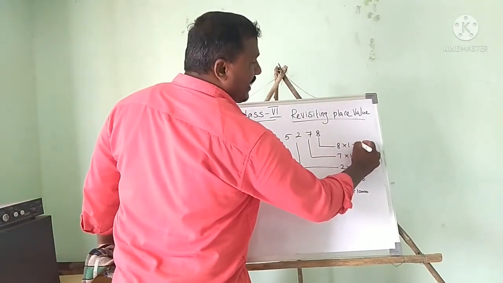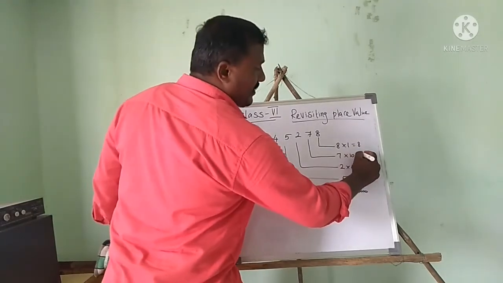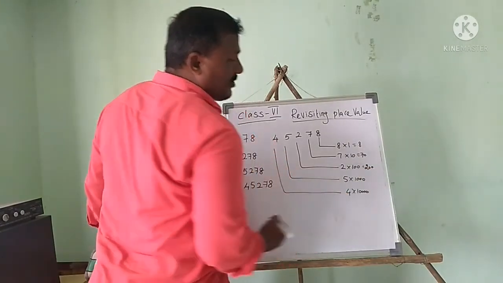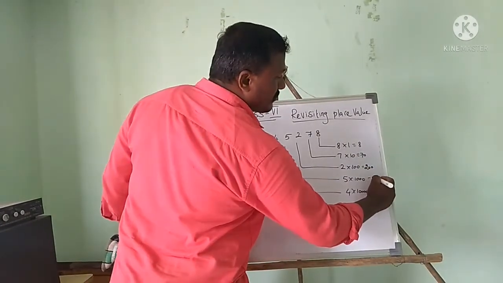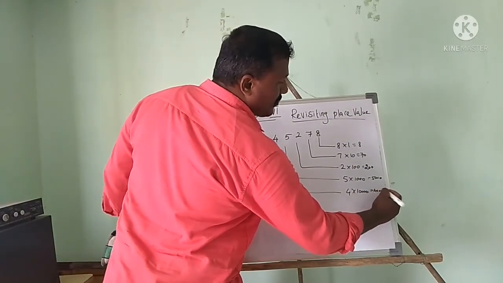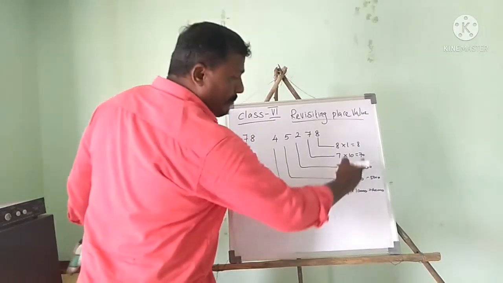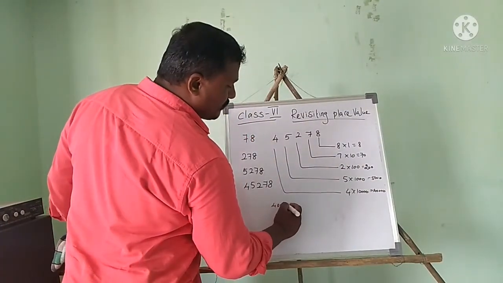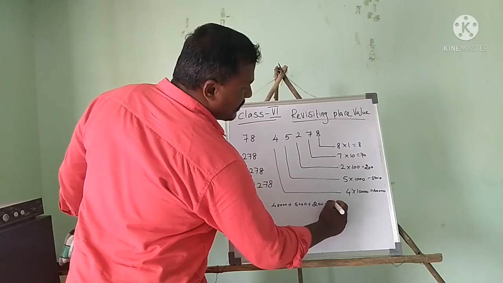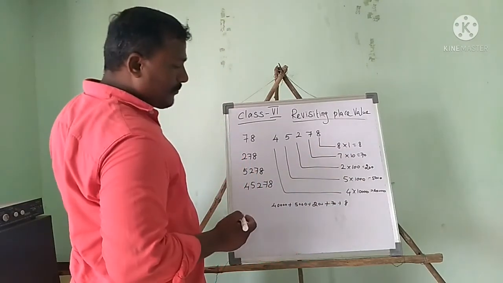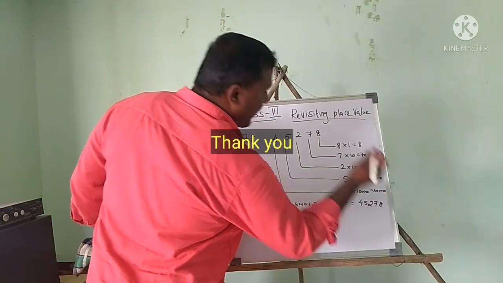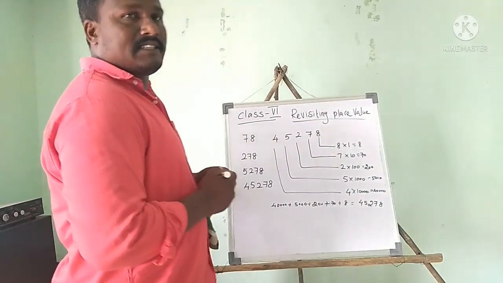Now you have to multiply the place value and digits. So 8 into 1 is equal to 8. 7 into 10 is equal to 70. 2 into 100 is equal to 200. 5 into 1000 is equal to 5000. Then 4 into 10,000 is equal to 40,000. Okay. Now I will write all the numbers. So 40,000 plus 5,000 plus 200 plus 70 plus 8. If you add, you will get 45,278. So I hope you understand. Please do practice.